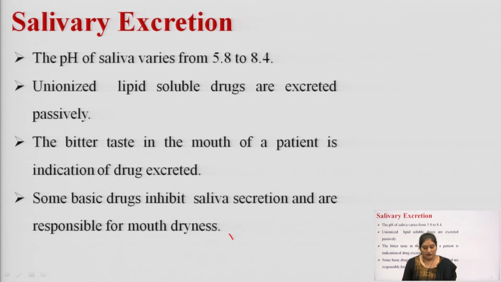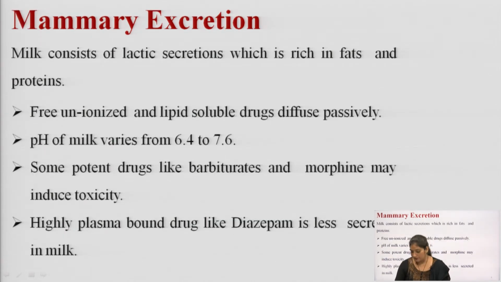So, this is about the salivary secretion, in which the drug is getting secreted or excreted out in the form of saliva. Next type of non-renal route of excretion is the mammary excretion. Excretion of drug in the milk is very important because it can gain entry into the breastfeeding infants.